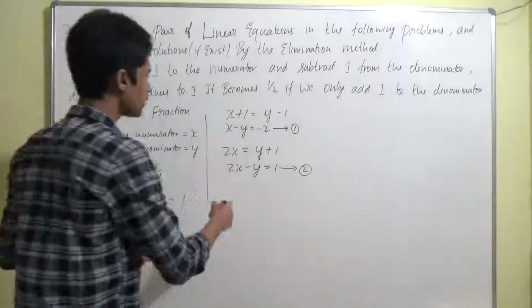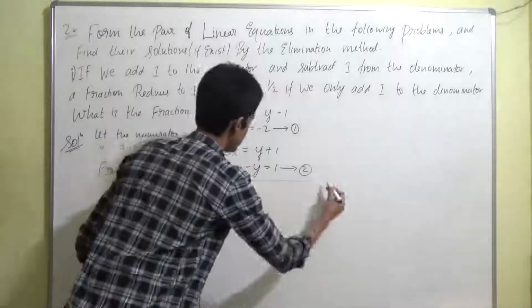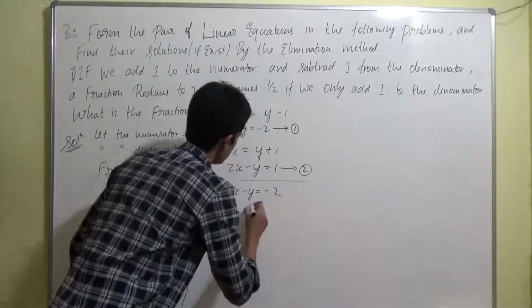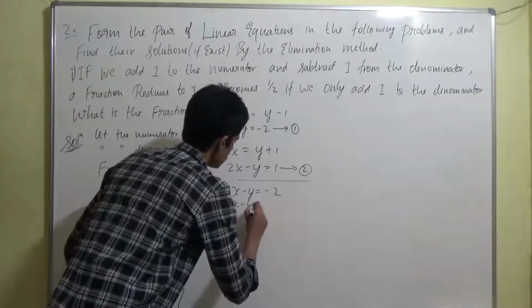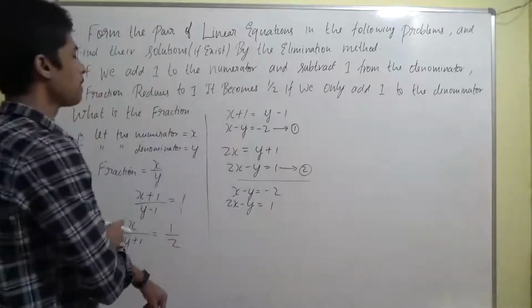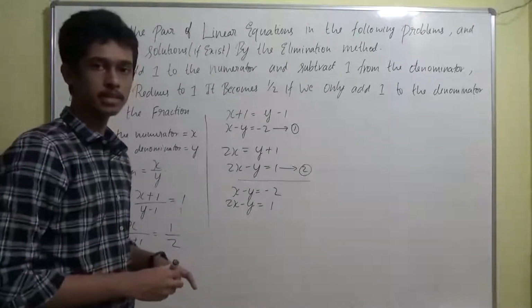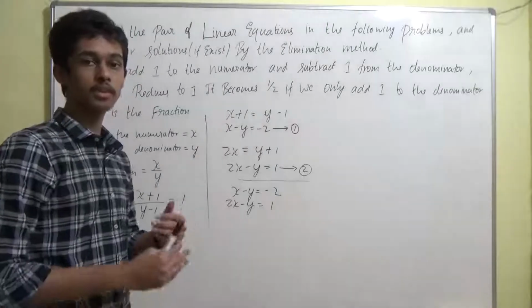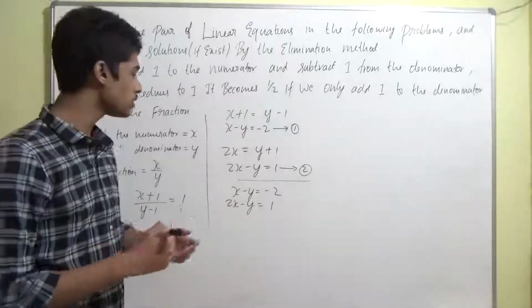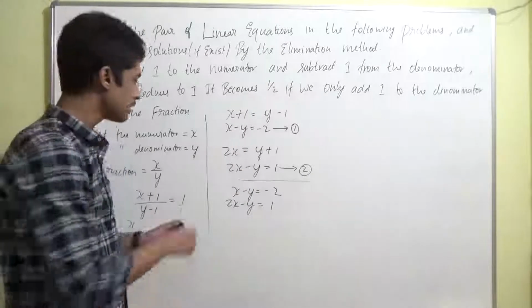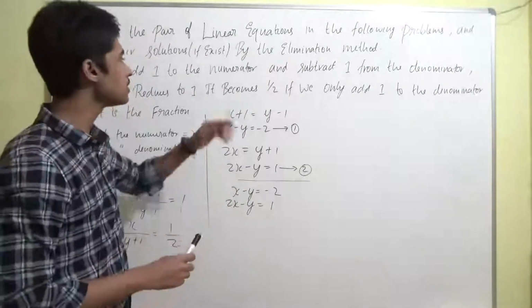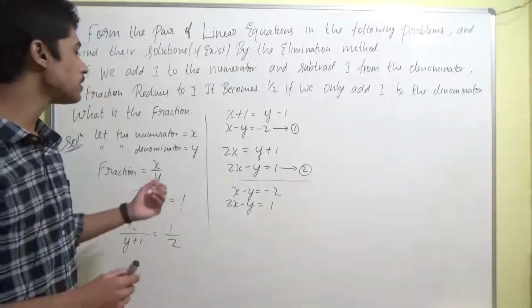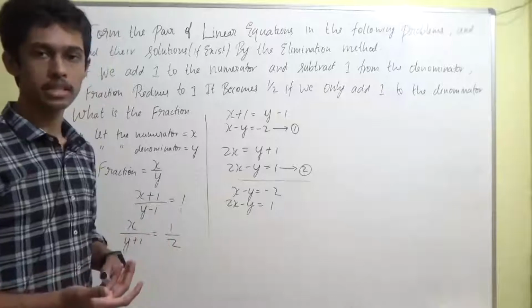So let's write both the equations next to each other. Equation 1, x minus y equal to minus 2, and 2x minus y equal to 1, right? In the elimination method, the term containing at least one variable should become completely the same. That's when you can either subtract or add, and get the term cancelled. So one variable we are going to completely eliminate, and only the other variable will be left. That we can easily find out, right?